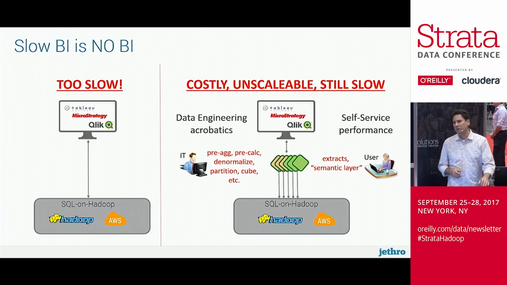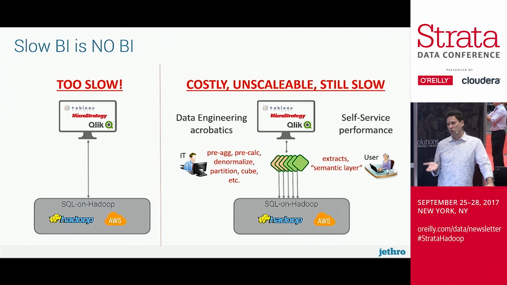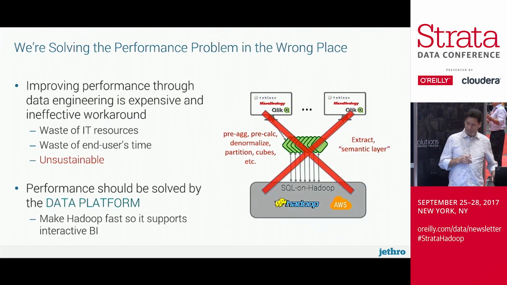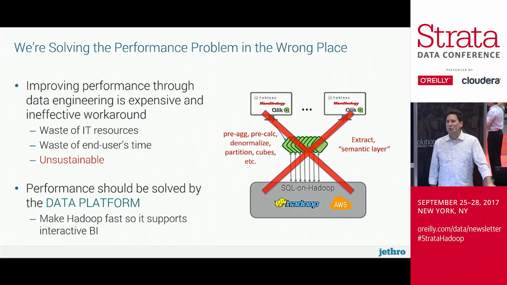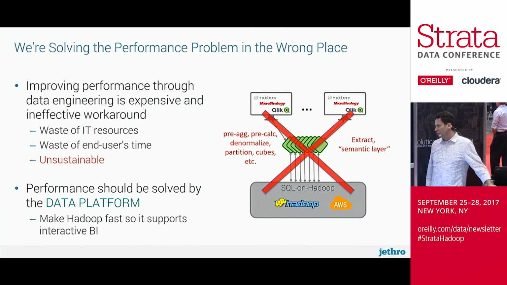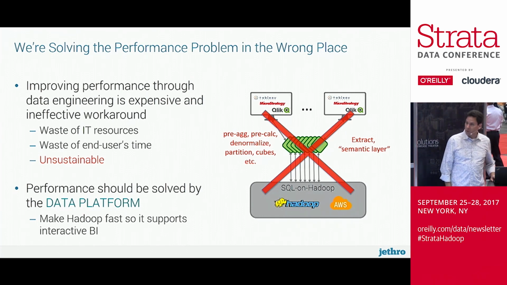So what's happening here is that we are trying to solve the performance problem that is part of the data platform in the wrong place. It makes absolutely no sense to have our IT waste their resources building all of those aggregations, or to ask the end users to build their own extracts. If the BI platform requires a data platform that is performant, the fix has to be applied to the data platform. So this is what Jethro is all about.